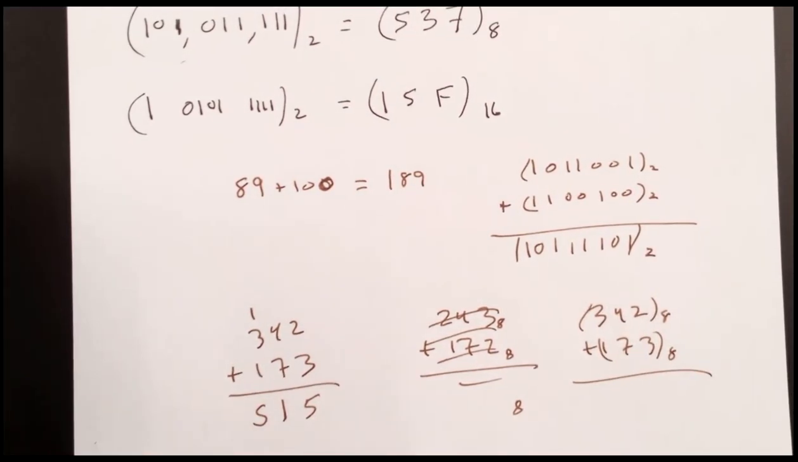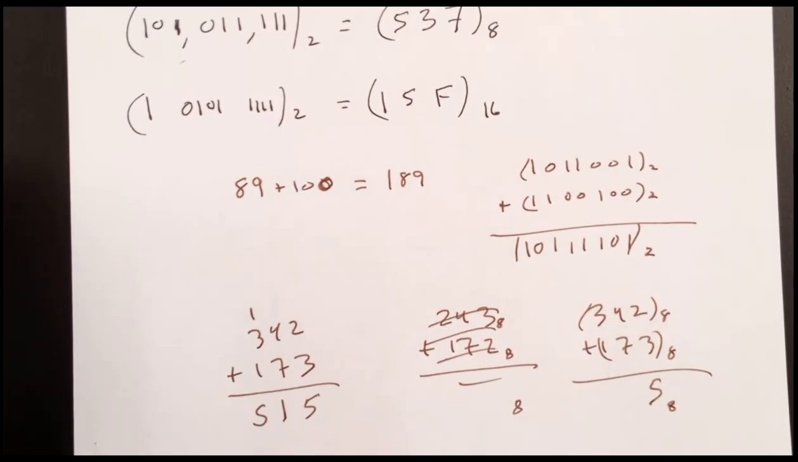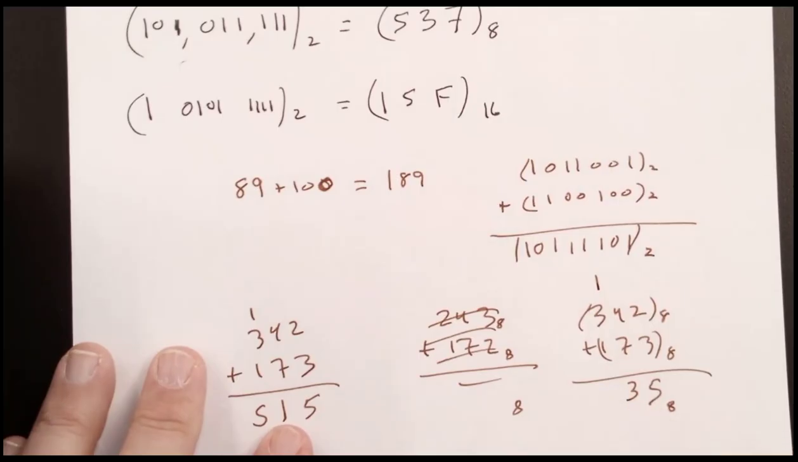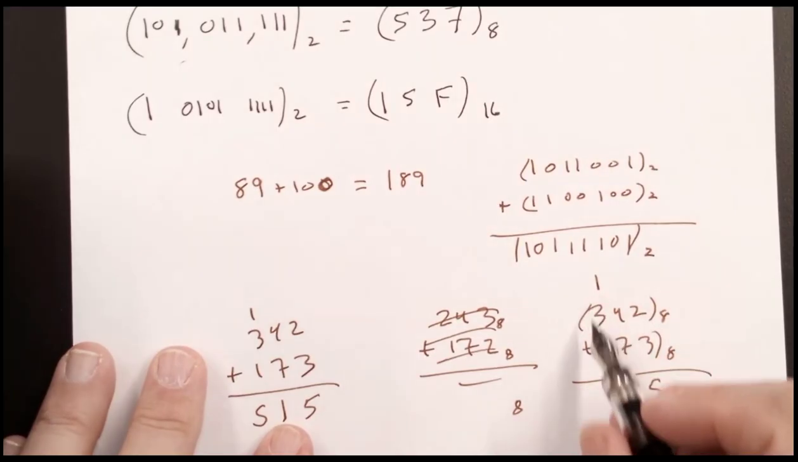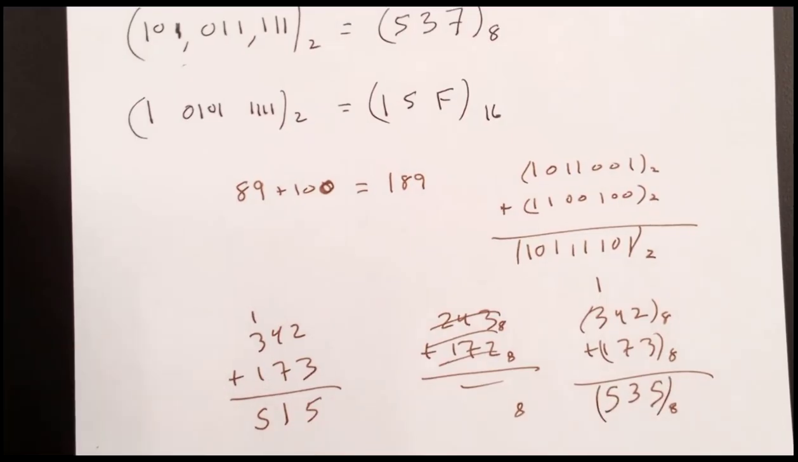2 and 3 is 5, but 4 and 7 is 11 in base 8. It's 11, but 11 is 1 eight with 3 left over. So I write down the 3 and carry the 8. And 1 and 3 and 1, I'm sorry, 1 and 3 and 1 is 5. Switching bases gives me a different representation of the answer. But they're equivalent answers.